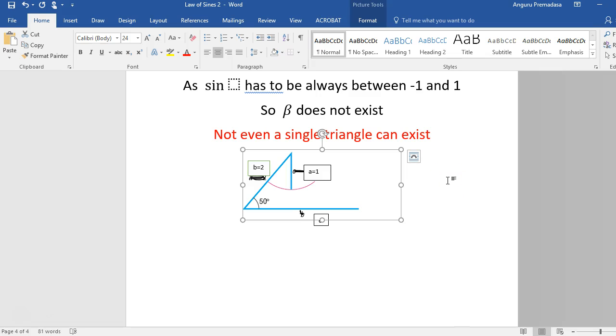I hope you understood the question, and then please do one of the video problems. I will see you in class on Thursday. We will do these two cases as well as word problems using the law of sines. Thank you.